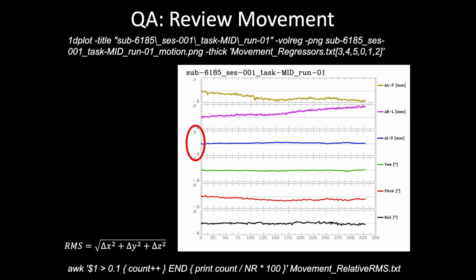But if these values were, say, +3 and -3, or +5 and -5, or if there's a head bob in there, then I would be more concerned about the data quality. The other thing that you can do is calculate the root mean square error, and that also gives you an idea over time about how much motion there was.